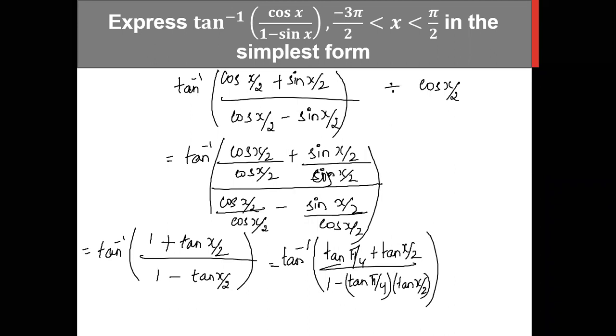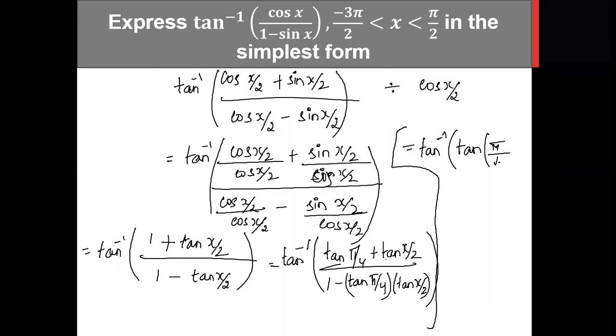So now what is the formula? Tan x plus tan y divided by 1 minus tan x tan y. What is that? It is tan of x plus y. So we get tan inverse of tan, what is x here, students? What is the value of x here? It is pi by 4. What is the value of y?